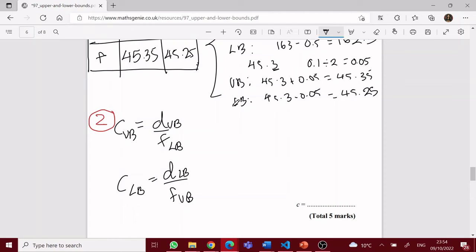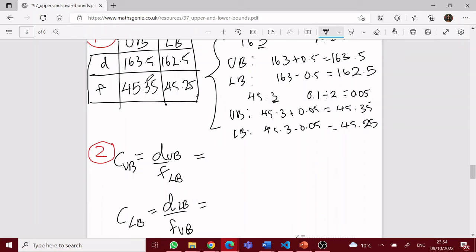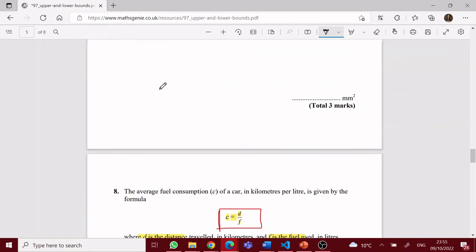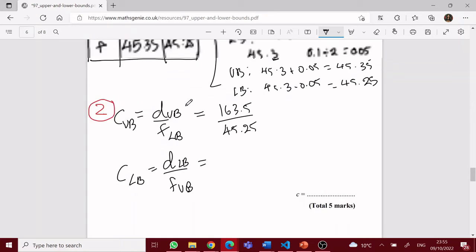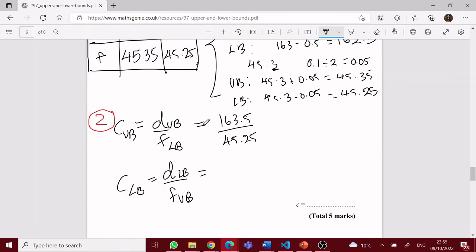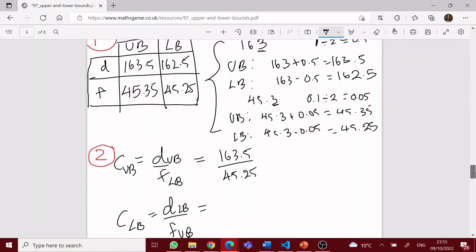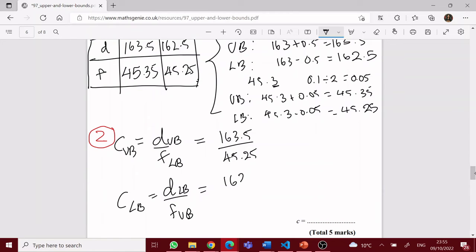So now to carry on from here, all you need to do is plug in the numbers because you already found the upper and lower bound. So for C, the upper bound of D is 163.5, then the lower bound of F is 45.25. And I do the same thing with the lower bound of C. The lower bound of D is 162.5 divided by 45.35. So up to here, you can get about 3 marks in this test.